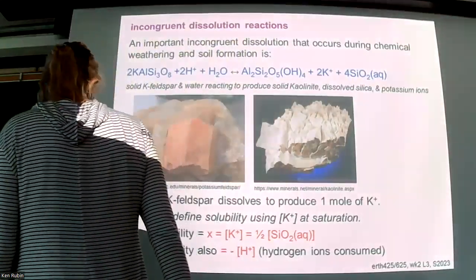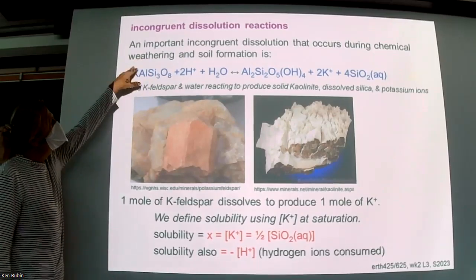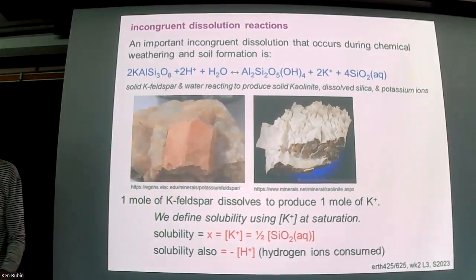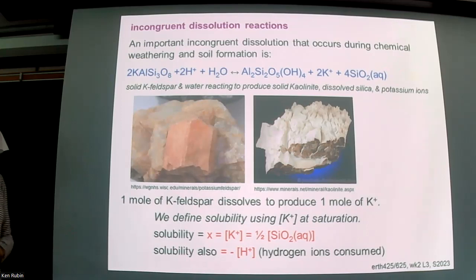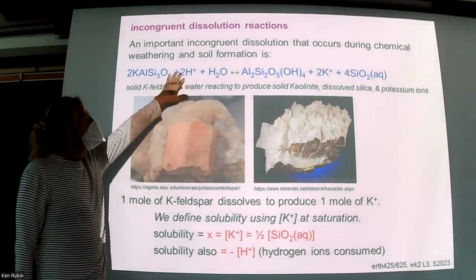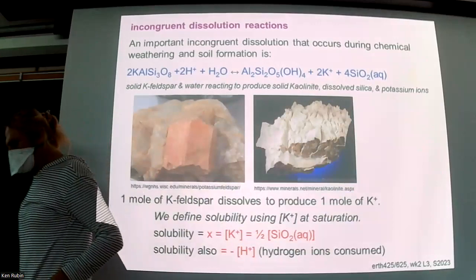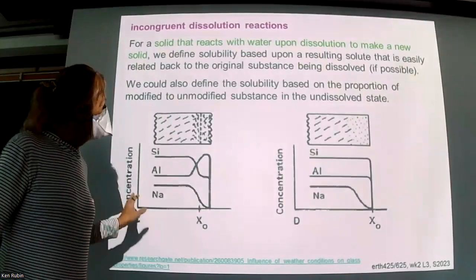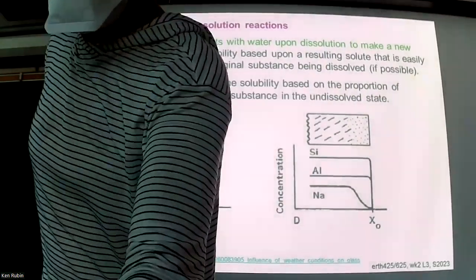So this is that same reaction, now for a slightly different mineral. This is potassium feldspar instead of sodium feldspar. This is kaolinite. These are just pictures of what these two things look like. Kaolinite, a very common clay mineral, the sort of end product of very intense chemical weathering. And it consumes hydrogen ions. In the process, it produces potassium ions and dissolved silica, and it would result in a concentration profile just like this, where it would say potassium here instead of sodium, if we look in the solids.